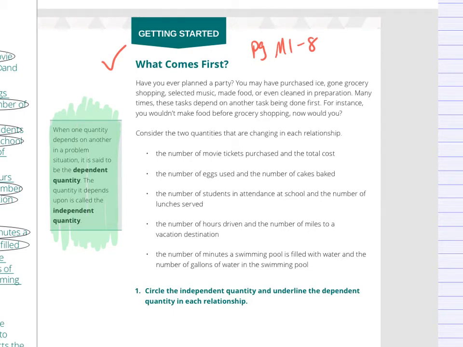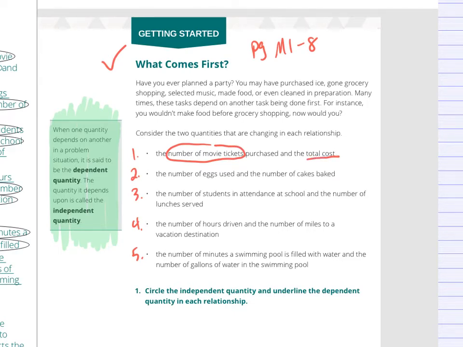We are going to circle the independent and underline the dependent. All right, so number 1, the number of movie tickets that you're going to purchase and the total cost of buying all those tickets. Now, which one do we need to know first? We need to know the number of movie tickets, and what comes second would be the total cost.